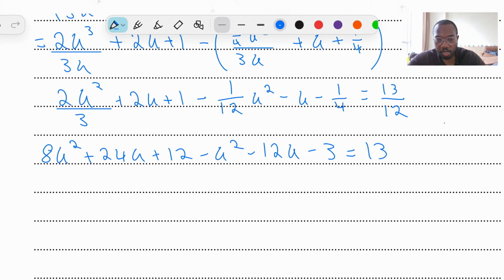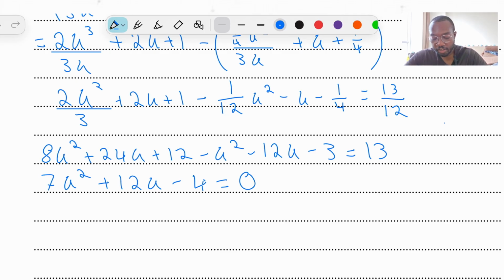Now we can just collect all our like terms and we should have a quadratic equation. By doing that, we get a 7k squared, plus 12k. Then we would get a 12 minus a 3 is a 9. Bring the 13 over, so 9 minus 13, we get a minus 4. And that is equal to 0. So now we've got a 7k squared plus 12k minus 4 is equal to 0.